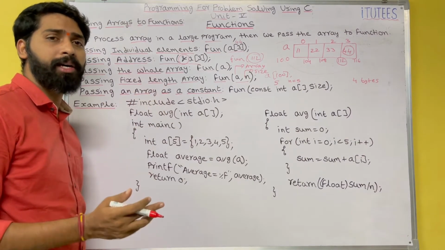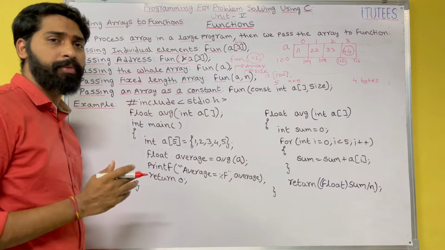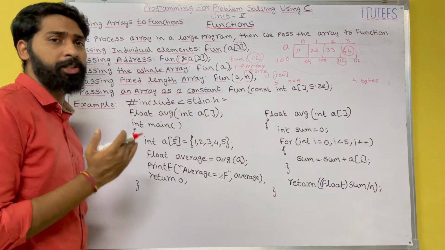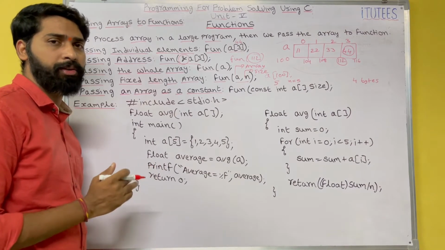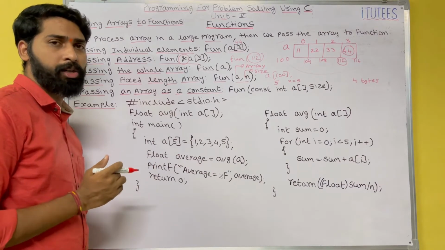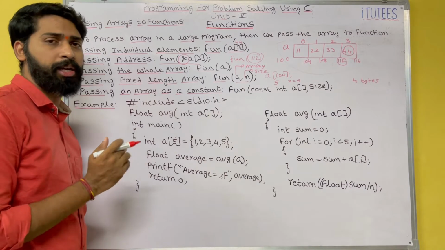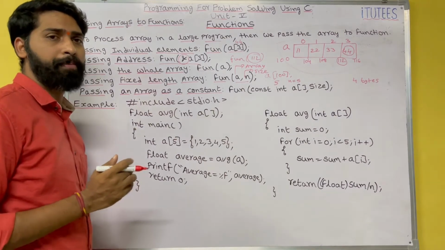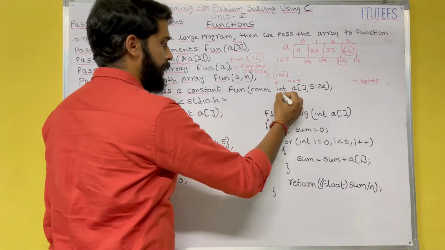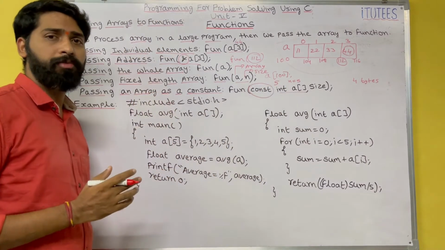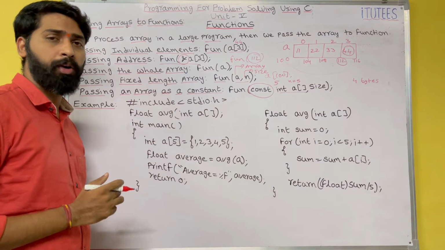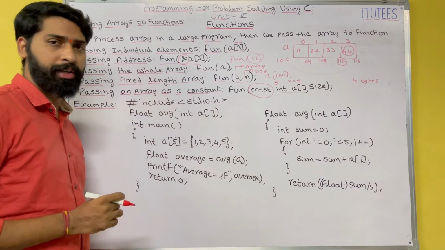Okay, next, passing an array as a constant. Why do we pass an array as a constant? If unintentionally the function tries to change the contents of the array, then it is not allowed. If you declare the array as a constant, then we cannot change the array. So to pass an array as a constant, you define it as a constant.